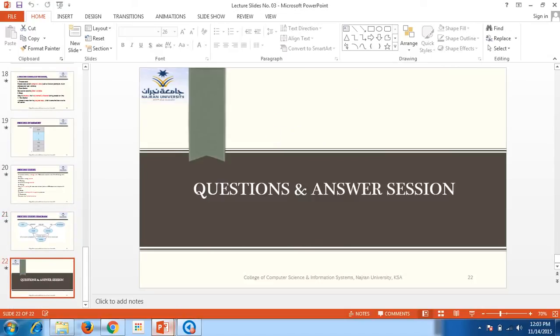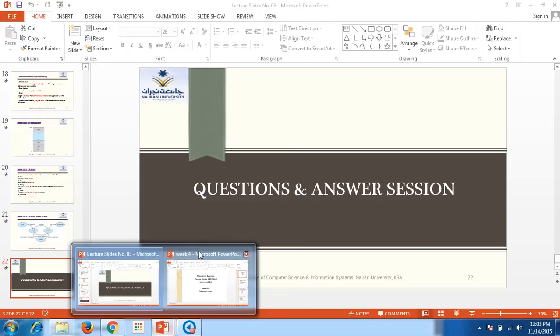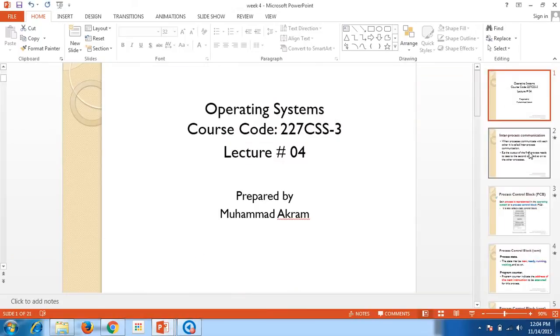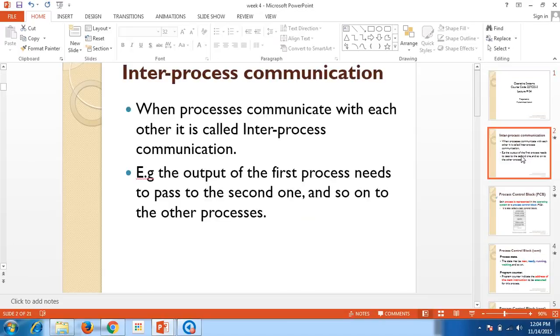Today we are going to start the first session of our lecture number 4. This lecture also belongs to course learning outcome 1, because in the last lecture we started our discussion on process and we saw what a process is, what the components of a process are, and what the 5 state model of a process is.